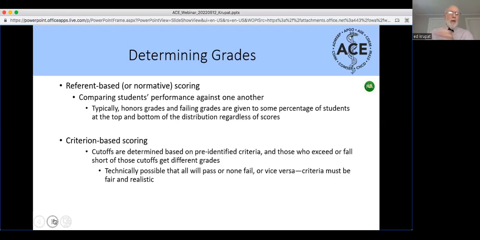But everybody is somewhere in the line from top to bottom, and maybe the top 5% or 2% or 10% get the highest grade, and maybe the bottom 3% or 5% flunk and have to repeat a clerkship.